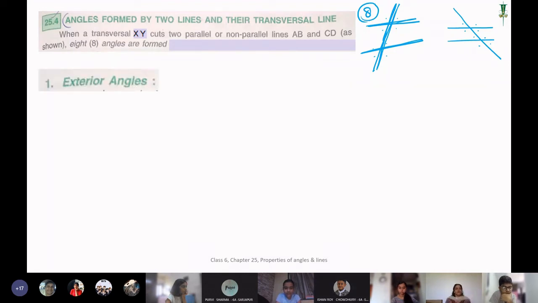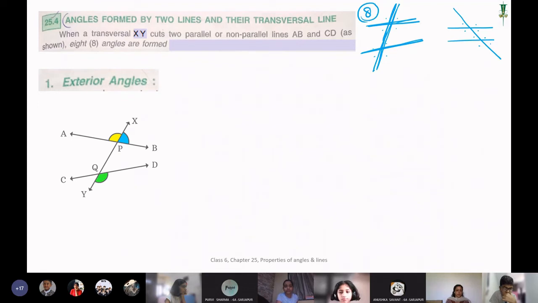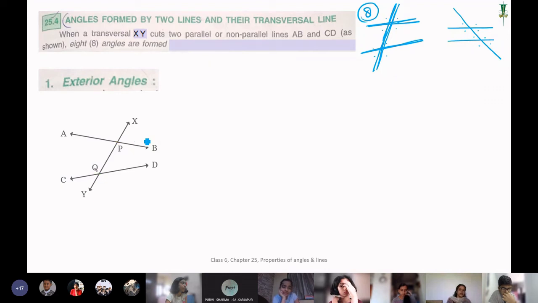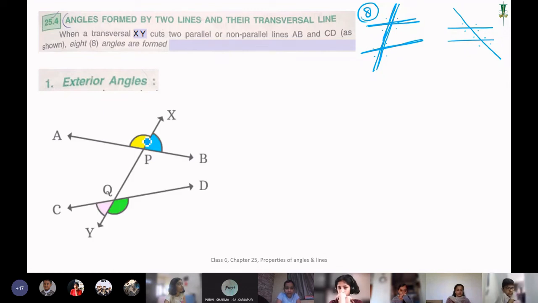Now, based on the position of these angles, the angles are called by various names. These are exterior angles, correct? So the yellow, the blue, the green, and the pink. Are you seeing the exterior angles forming? I'm not telling you about the relation of these angles. Right now, only the names of the angles we need to understand. Are you all understanding from this picture which are the exterior angles? Yes, ma'am, because they are outside of the parallel lines. Okay, so they are exterior angles.